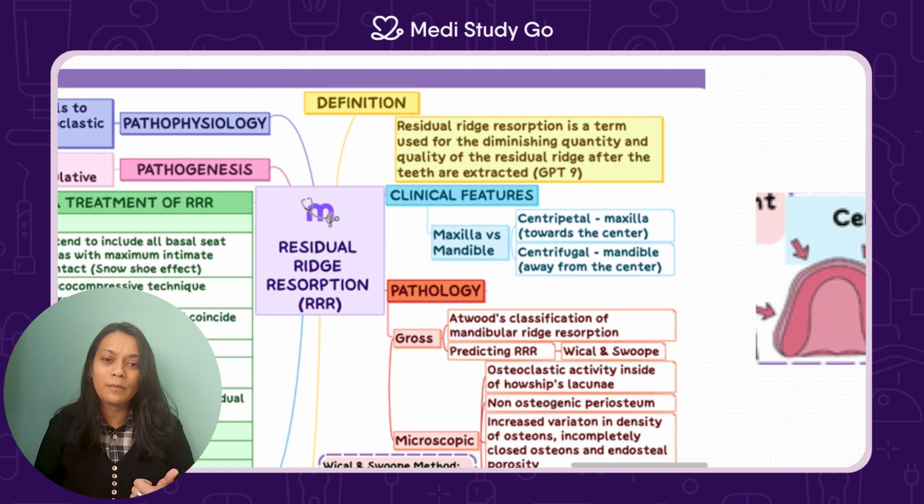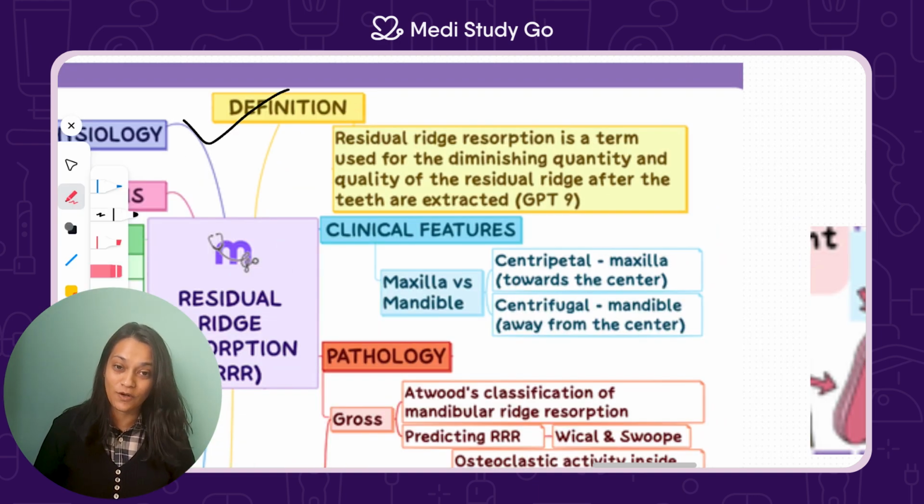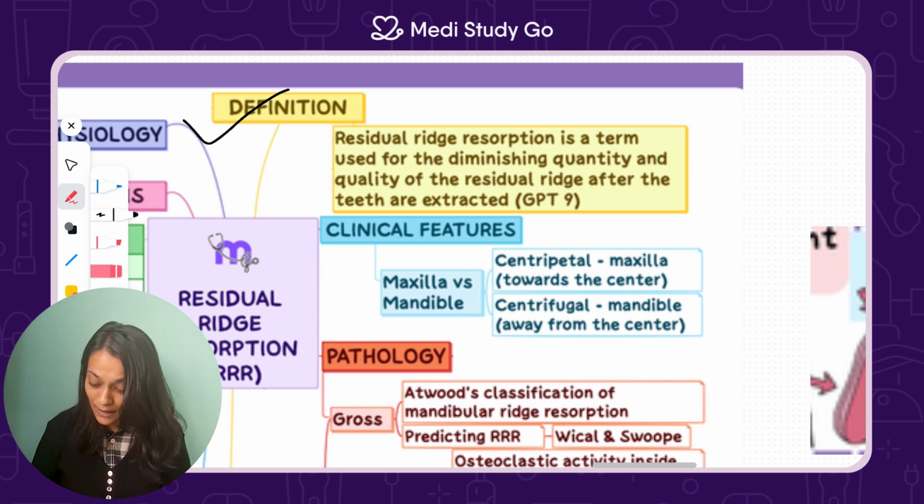Now, it might be a partially edentulous case or a completely edentulous case, but understanding the pattern of resorption is very important to determine the prognosis. Let's begin with the definition of ridge resorption. Ridge resorption is used for diminishing quantity and quality of residual ridge after teeth are extracted. So it is the loss of tooth that is going to begin the process.